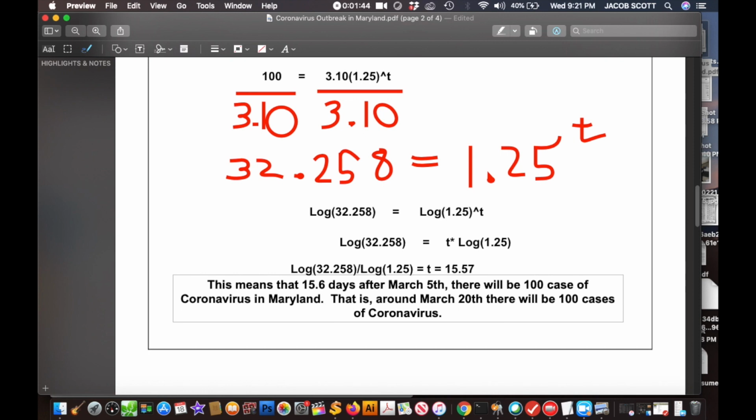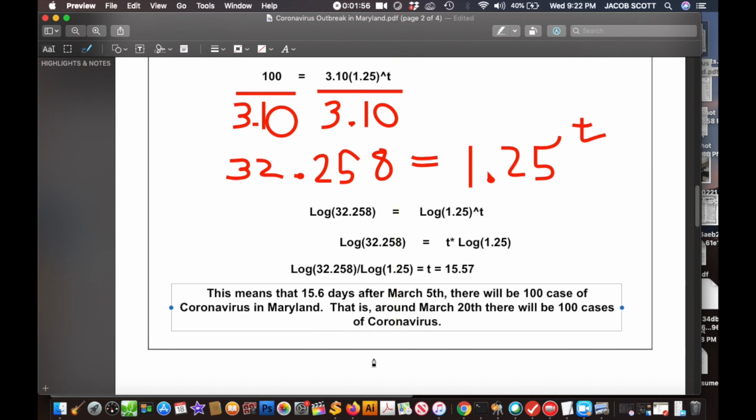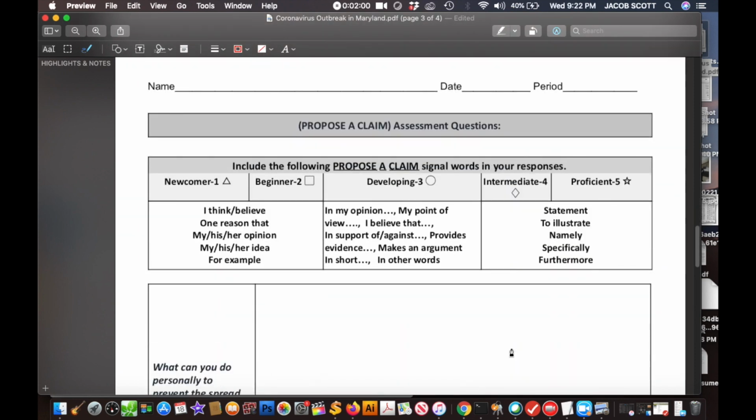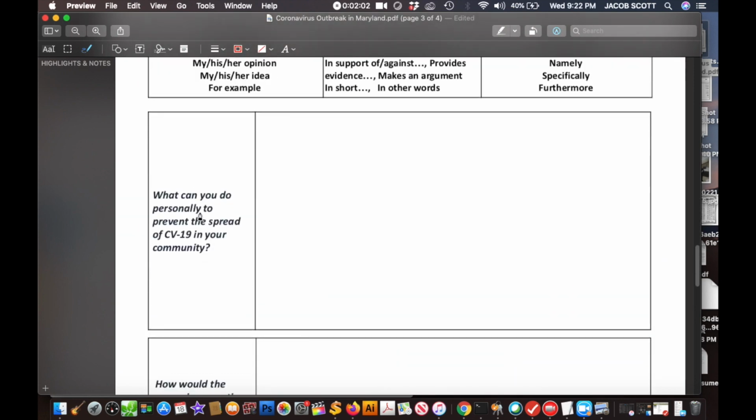So around March 20th, we should expect to see around 100 cases. All right. And we will see if that holds up. All right. Now, how about what's next? What can you do personally to prevent the spread of COVID-19 in your community?